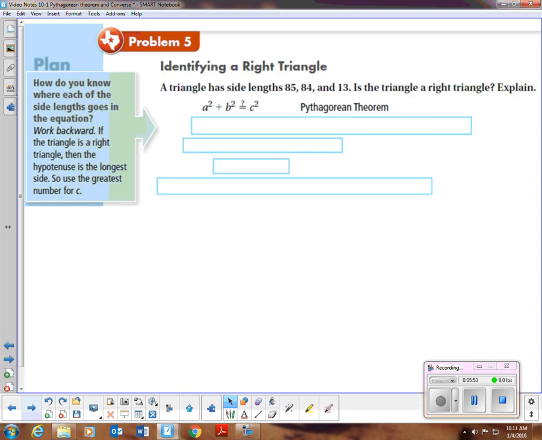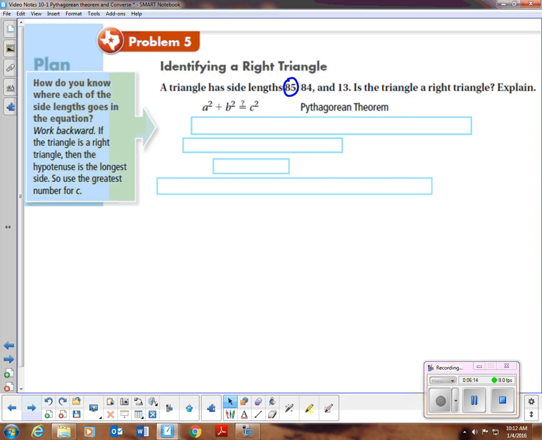All right, so this one says identify a right triangle. So a triangle has side lengths 85, 84, and 13. Is the triangle a right triangle? And explain why. Well, we know a squared plus b squared equals c squared, and if I can put my numbers in there. Now, you have to pay attention to where you put the numbers, because this is the largest number, that has to be the c. The other two don't matter as much.